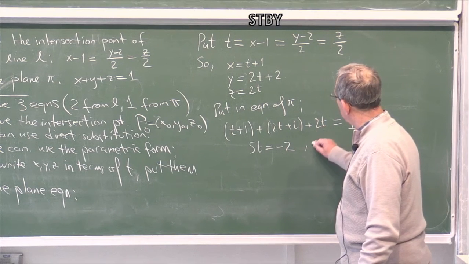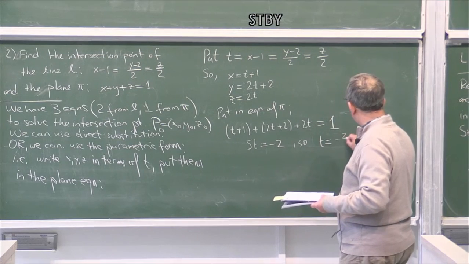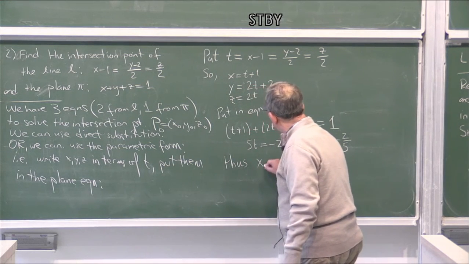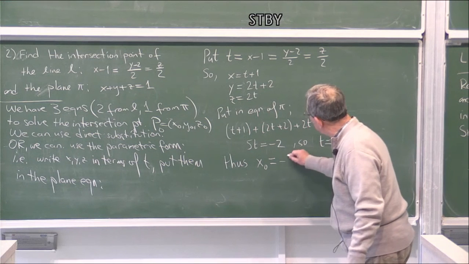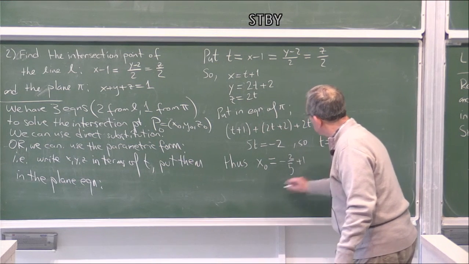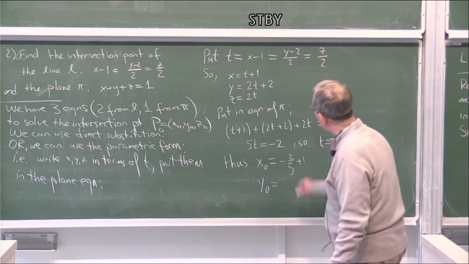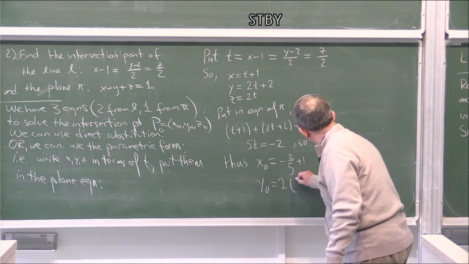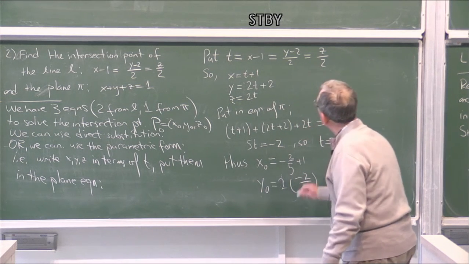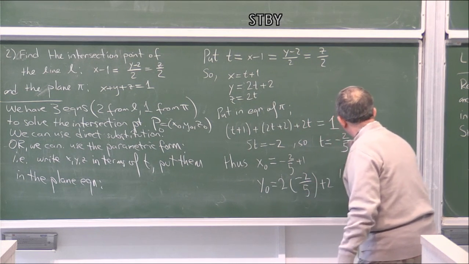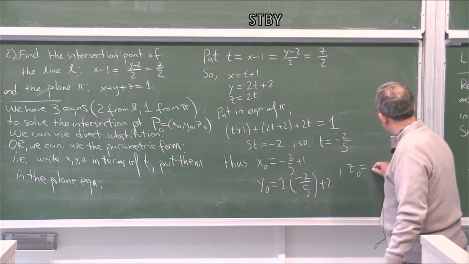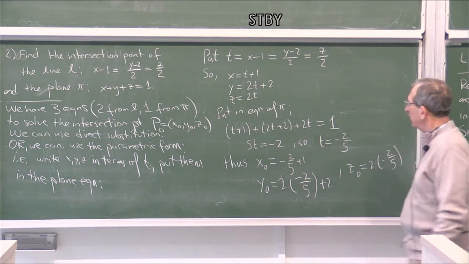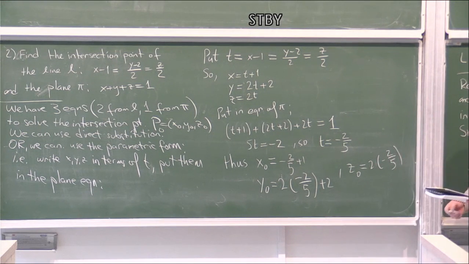So t is minus 2 over 5. Thus, x0 happens to be t plus 1. y0 happens to be 2t plus 2, that is 2 times minus 2 over 5 plus 2. And, of course, z0 happens to be 2 times minus 2 over 5. So this is the intersection point wanted.